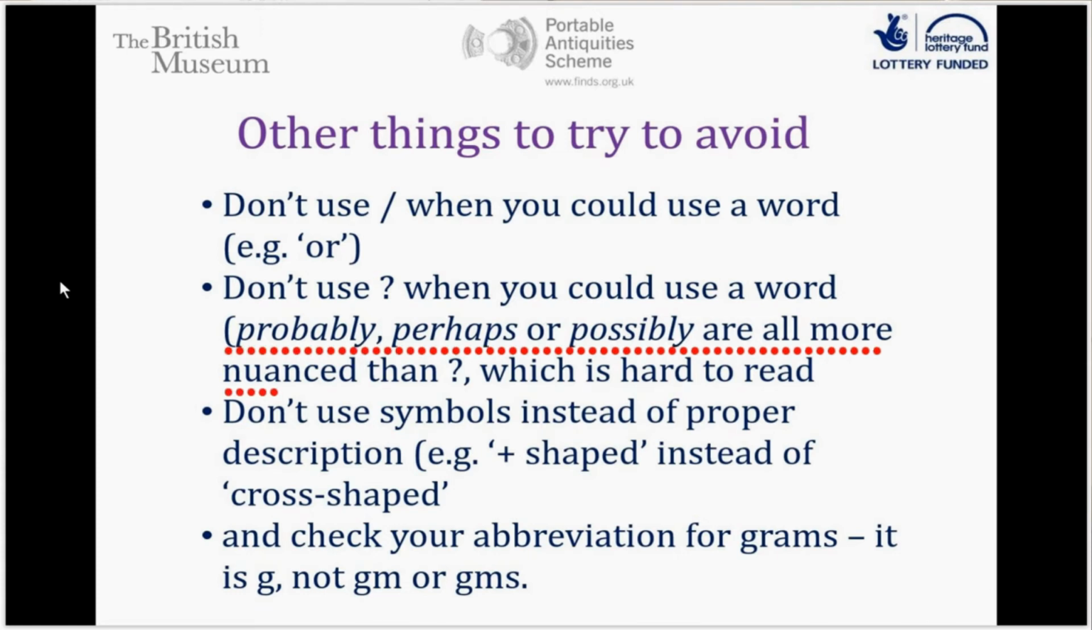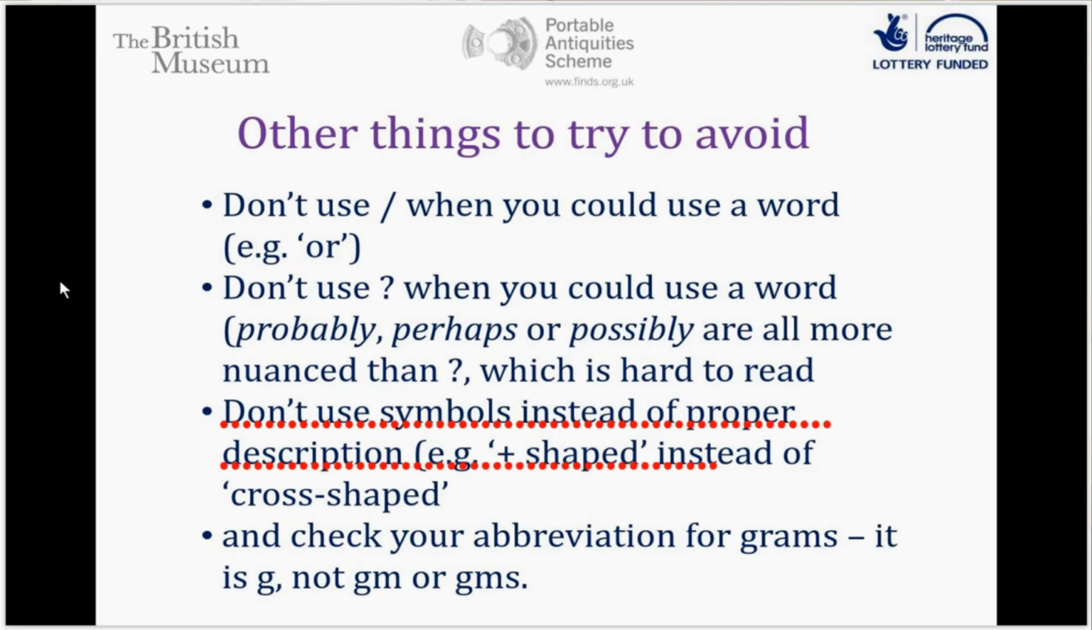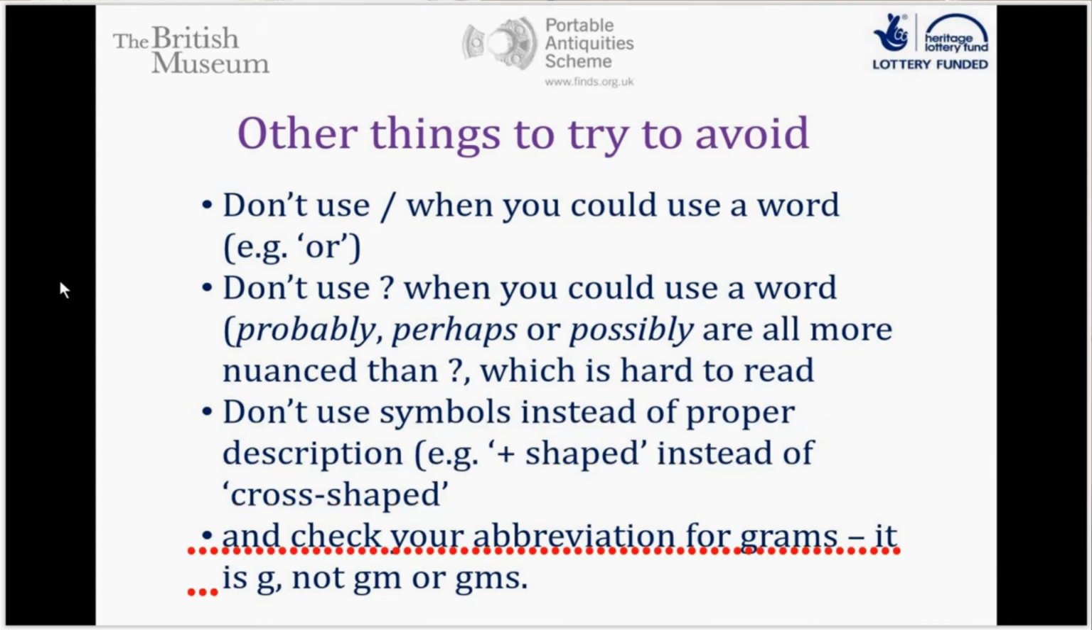Yes, I've forgotten, I wrote this. Probably, perhaps, or possibly. They're all better than a question mark, because probably and possibly, you know the difference between those two. Perhaps is very much kind of 50-50. And don't try to draw things on the keyboard. Yes, because you can't search for it. And GM has crept in from coins. I don't know why. It's G for grams, not GM.